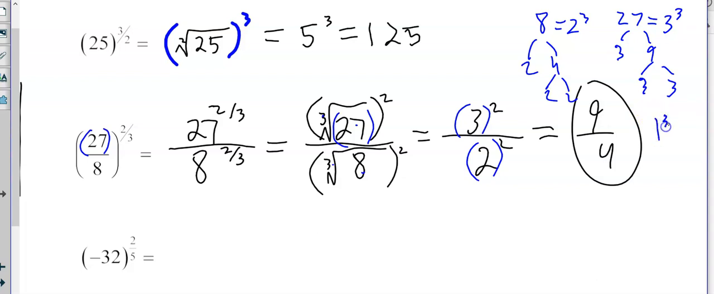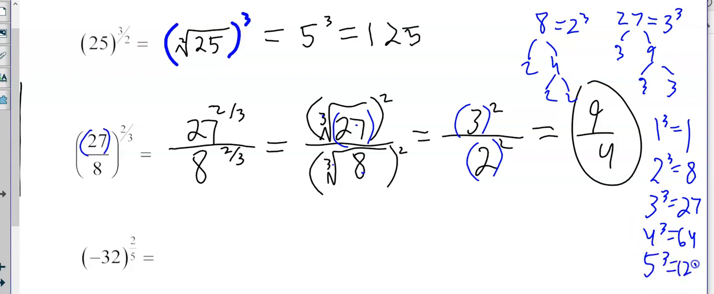Like 1 cubed, 1. 2 cubed is 8. I have these memorized. 3 cubed is 27. I highly recommend it. 4 cubed is 64. That's a hard one to memorize, but you need it. And then 5 cubed is 125. I don't expect you to memorize perfect fifths.